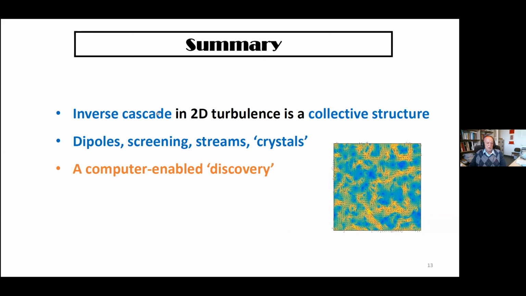The main conclusion here is that the inverse cascade is a collective structure, and the collective structure in the turbulence is organized by way of dipoles. The dipoles are like that because they screen each other, they form streams, they form crystals. And something that to me was cute in this case is that basically it was a computer-enabled discovery.